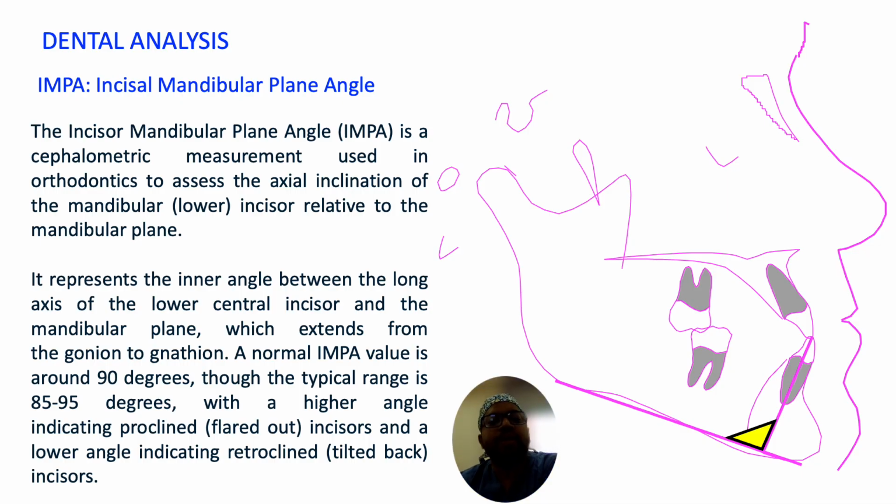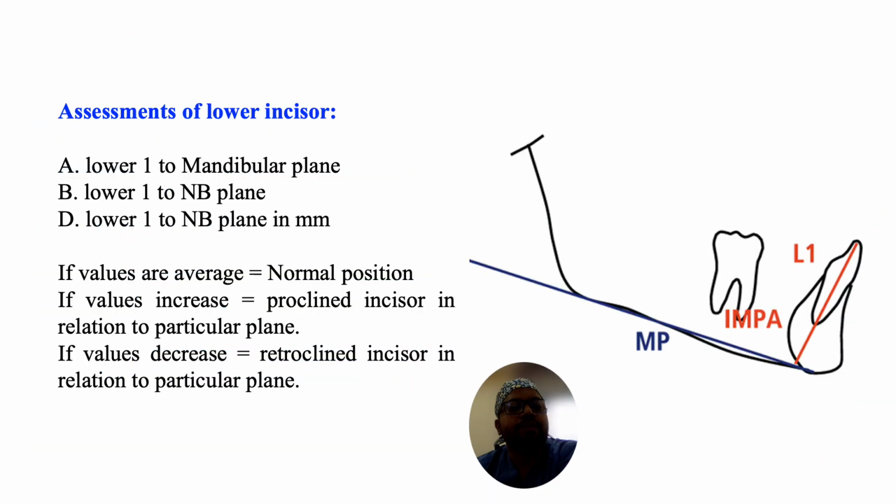Lower incisor to mandibular plane also relates to the Tweed analysis, IMPA, incisor mandibular plane angle. I will show you in my upcoming slide. In the Tweed analysis, there is a Tweed triad, like a triangle. This gives the idea about the lower incisor to mandibular plane, whether the lower incisor is proclined or retroclined. In my next picture, it will be more clear. Here, the lower incisor to mandibular plane gives the proclined incisor in relation to a particular plane. If increased, proclined; if decreased, retroclined.